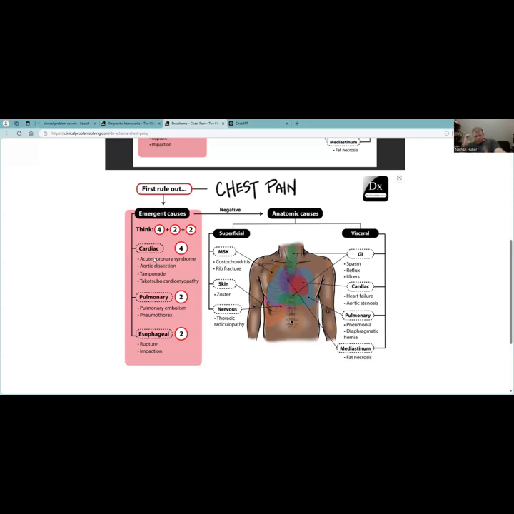So if you have somebody you suspect has ACS, remember the acronym MONA BASH, I think, is probably the most common that you'll hear. So M is morphine. You want to control the patient's pain. O is oxygen. So if somebody has a low O2 saturation, you want to try to maximize the amount of oxygen that you're delivering to the tissue that's already not being perfused correctly.